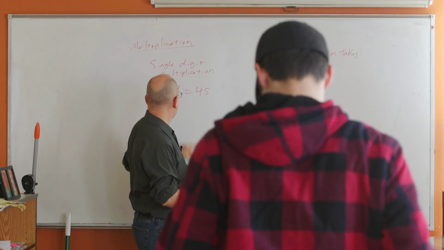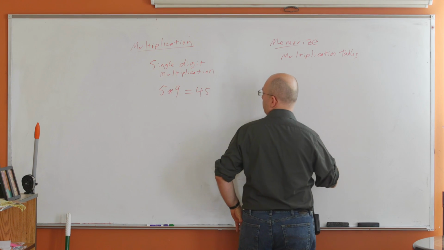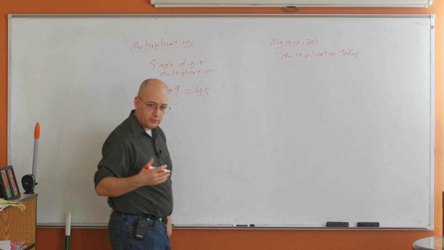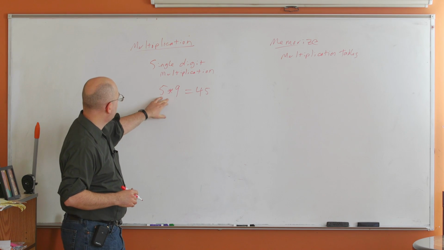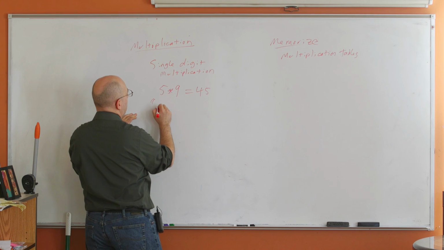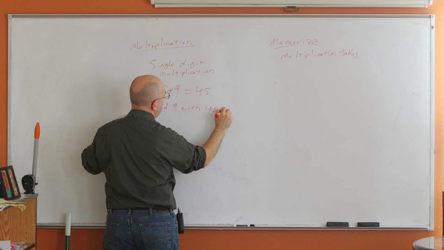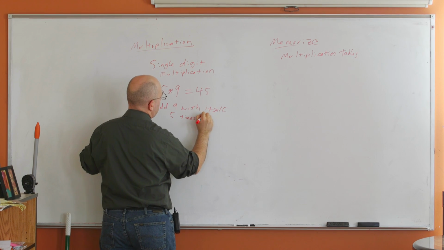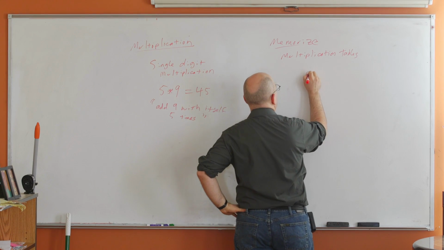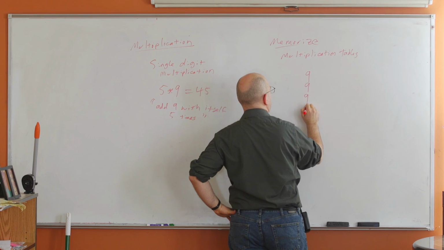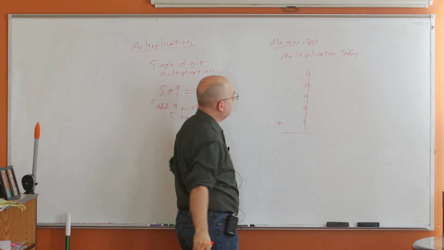Another option is to actually compute it out a few times. So 5 times 9, what does multiplication fundamentally mean? Repeated addition. So I'm saying here, add 9 with itself 5 times. That's what that stands for. So you do 9 and 9 and 9 and 9 and 9, and then you just add it. We know how to add.